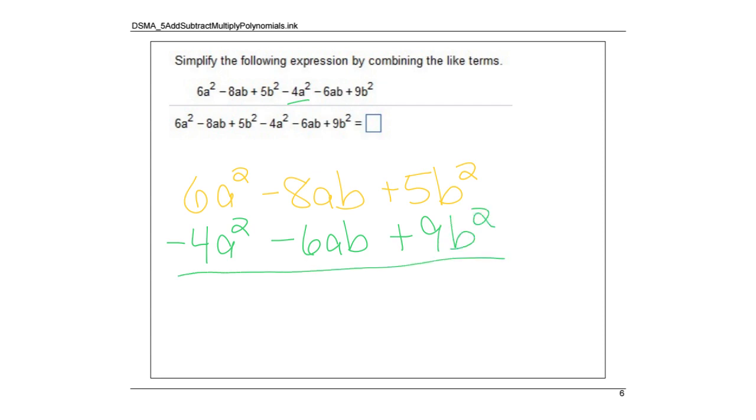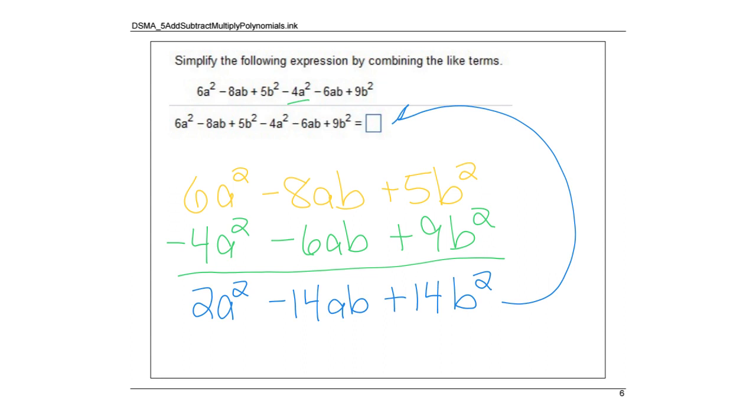So once again, I have all of my like terms lined up together so that I can easily look at them. So here I have 6 minus 4, so that gives me 2, and the a squared stays put because I'm adding and subtracting. Negative 8 plus negative 6 gives me negative 14. Again, the ab stays as it is. And then finally, 5 plus 9 is 14. And I'm left with the b squared. So all of that is my answer because those are not like terms. There's nothing else I can do with those.